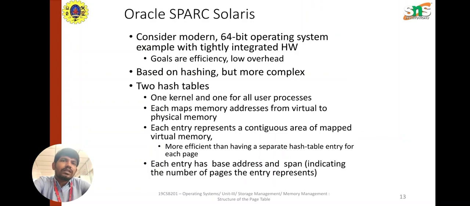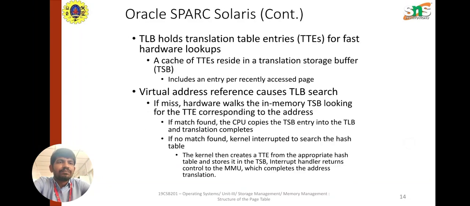This is the Oracle SPARC Solaris. Consider a modern 64-bit operating system as an example, with tightly integrated hardware. The goals are efficiency and low overhead. It is based on hashing, but is more complex. We have two hash tables, one for the kernel and one for all user processes. Each maps addresses from virtual to physical memory. Each entry has a base address and a span indicating the number of pages the entry represents.